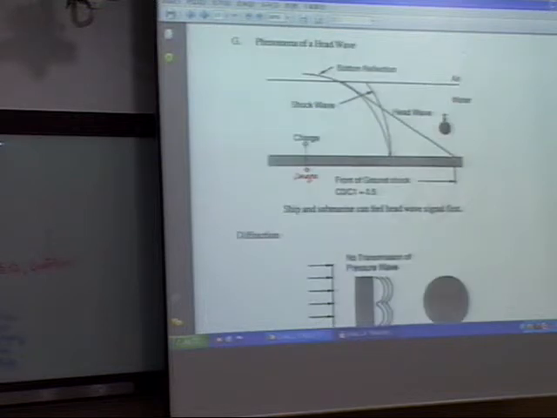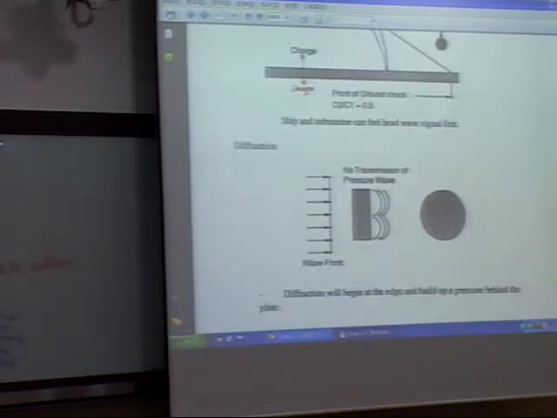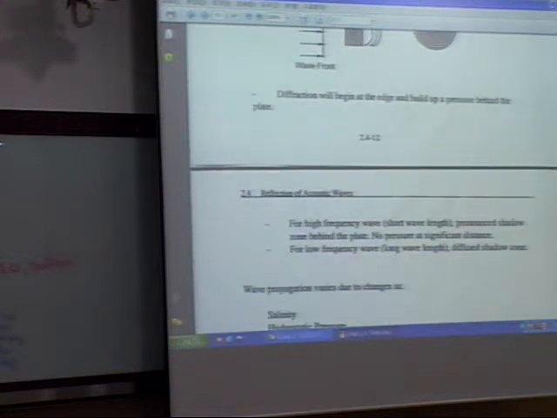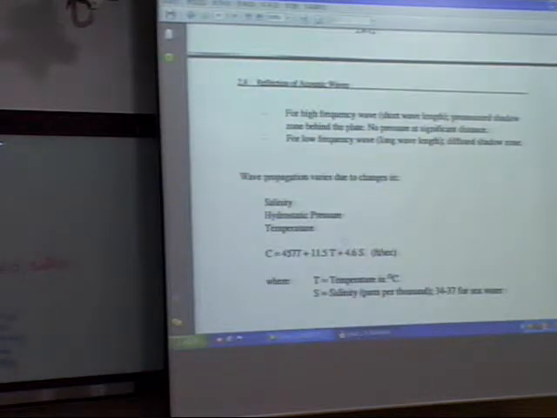Okay, so some examples. This is diffraction. So when a wave hits it, behind the high frequency wave, low frequency wave, you take a look at. But this is worth noting.